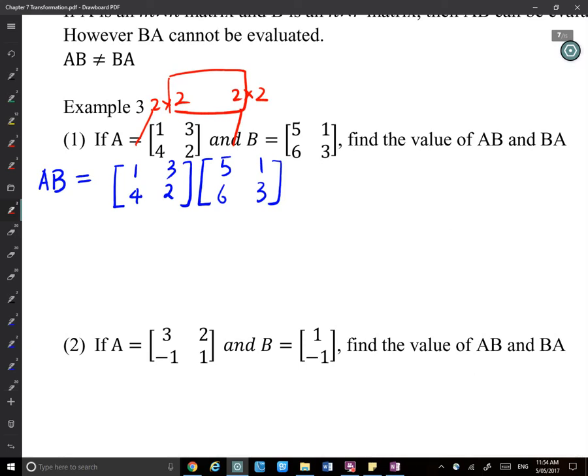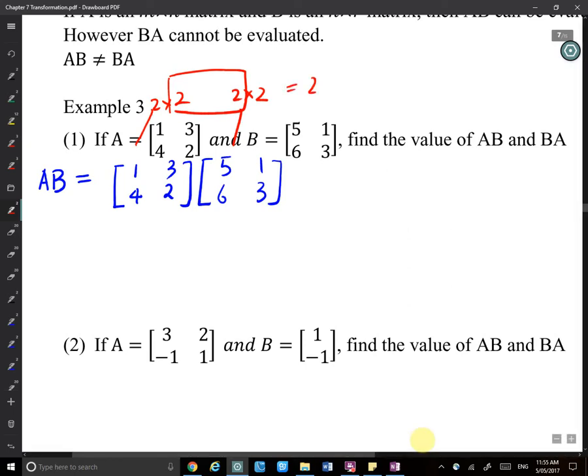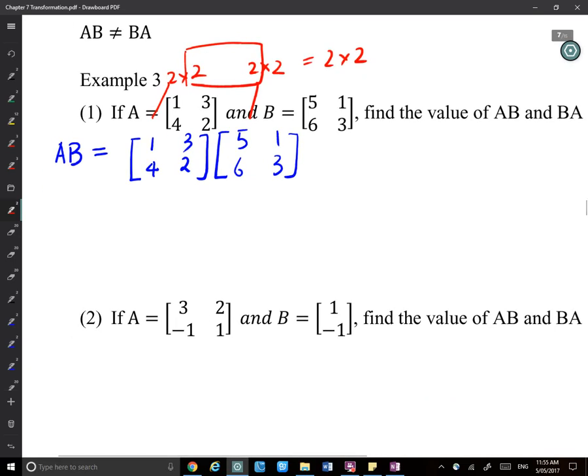Right, 2 times 2, 2 times 2. The middle two numbers are the same, so you can times them together. And the result will be a 2 times 2 matrix. So how will you times them?